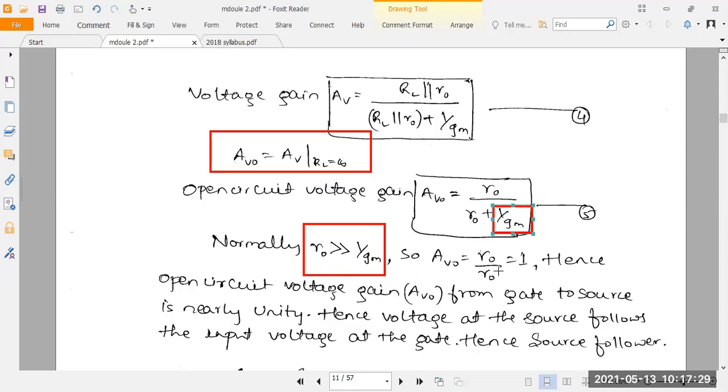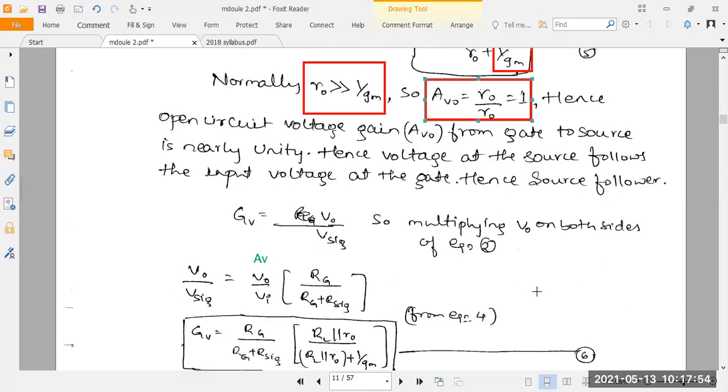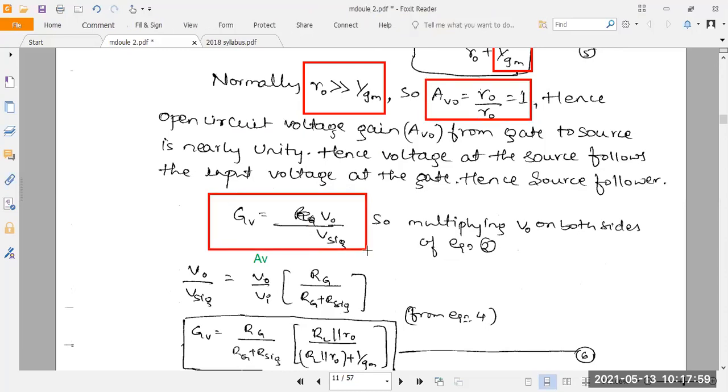So when AV0 is equal to 1, it means the gate-to-source gain is almost equal to unity value. The gate-to-source is always equal to unity value, meaning the source follows the gate voltage. That is the meaning of this equation. AV0 equal to 1 means the source follows the gate input voltage. Understood? After that, you want to find out the GB.